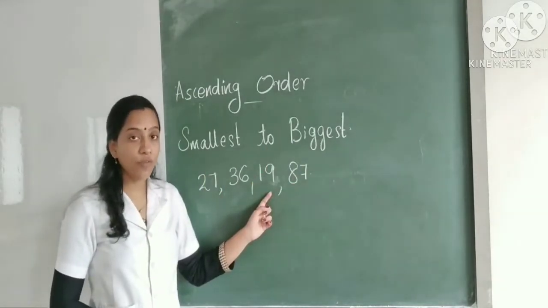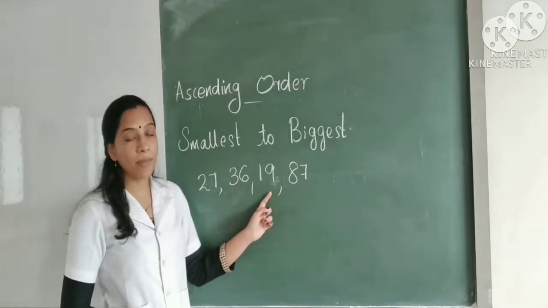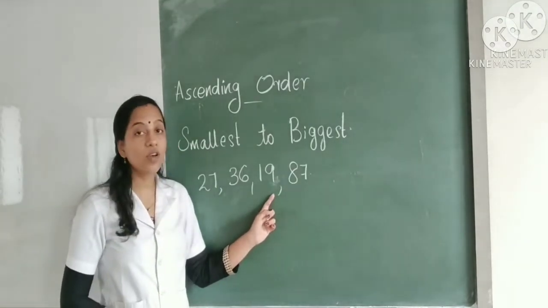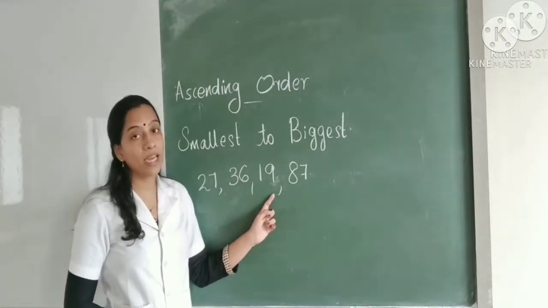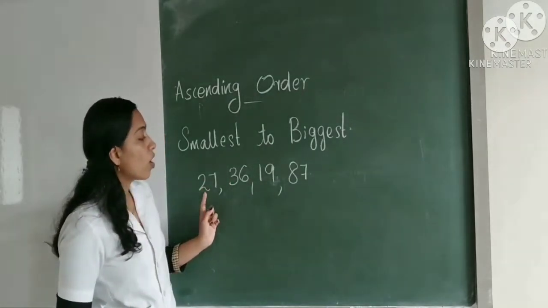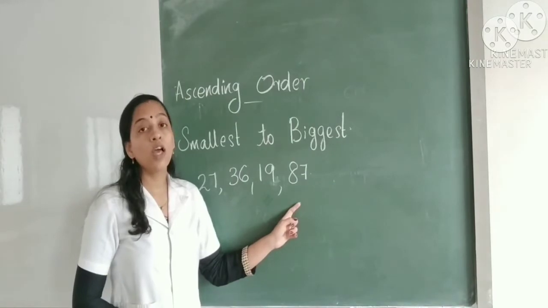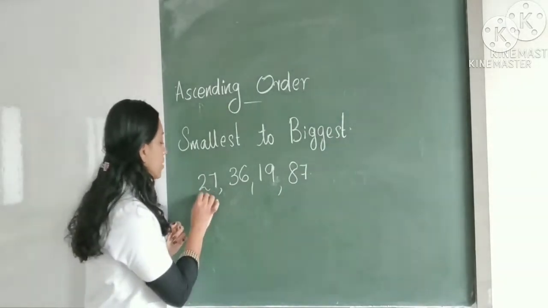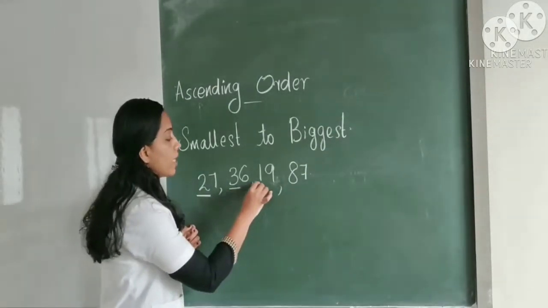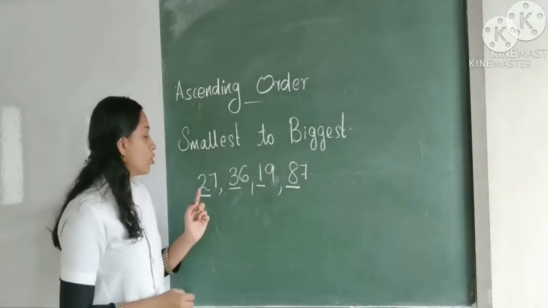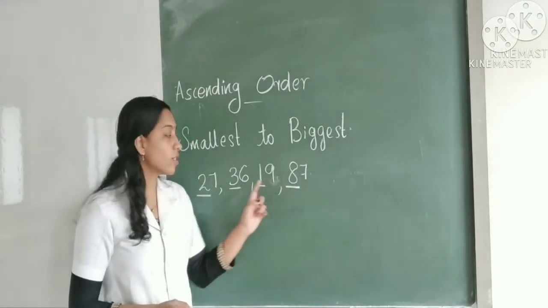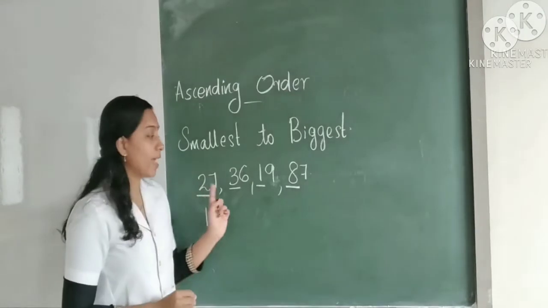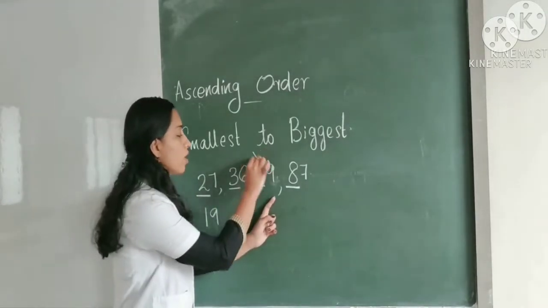First, we have to find out which is the smallest number. Here, we can use the rules for comparison, right? What is the first rule? Yes, a 2-digit number is always bigger than a 1-digit number. Here, see children, all the numbers are 2-digit numbers. So, let us use the second rule. That is, let us check the tens digit. In 27, the tens digit is 2, here 3, here 1 and here 8. 2, 3, 1, 8. Tell me children, which is the smallest number? Yes, 1. So, let us write here 90. 90 is the smallest number. So let us close this number.